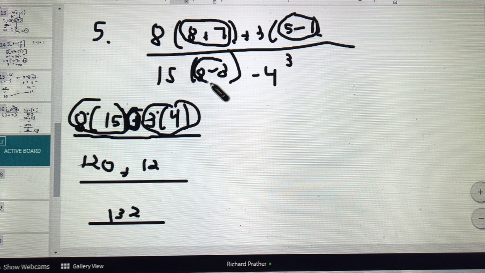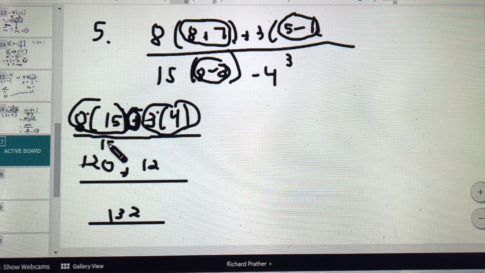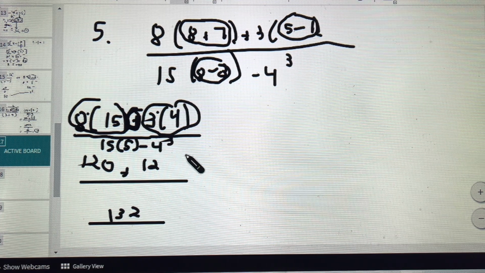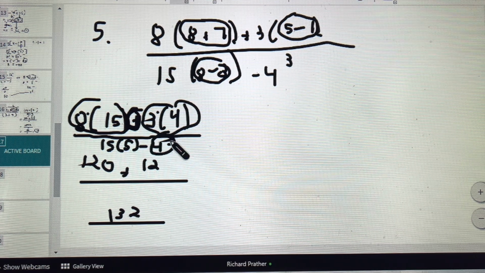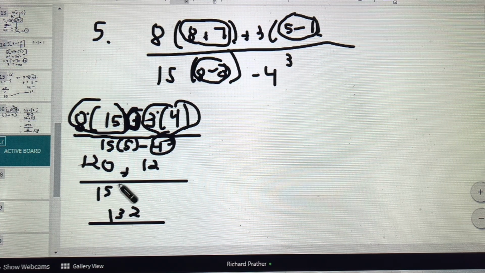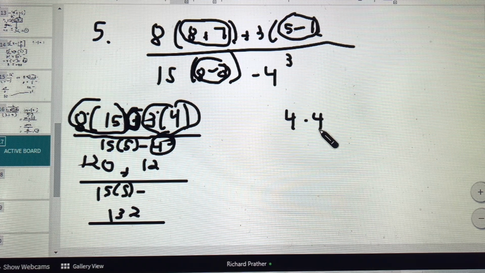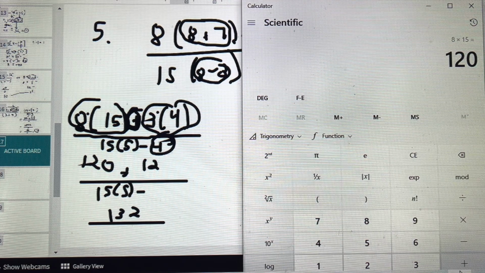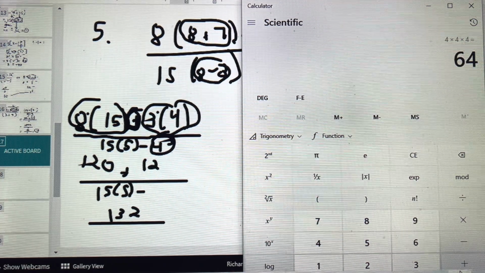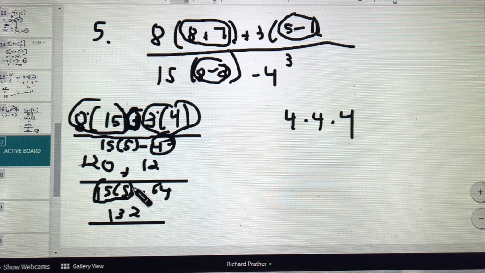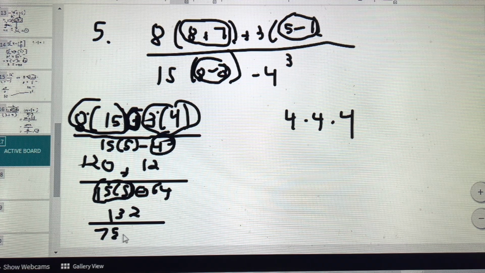Parentheses would go first. 8 minus 3 is 5, so 15 times 5 minus 4 cubed. Exponents would have to be next. So rewrite your 15 times 5 minus 4 to the third means 4 times 4 times 4. 4 times 4 times 4 is 64. I would need to multiply before I subtract. 15 times 5 is 75.